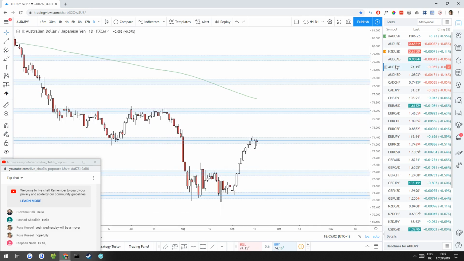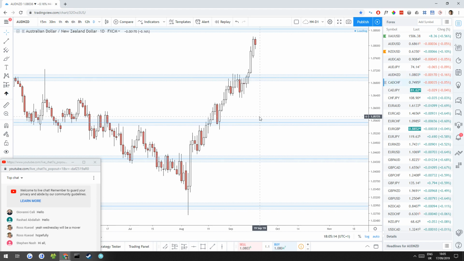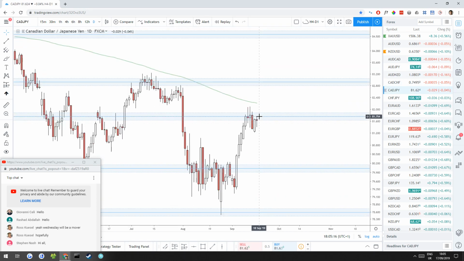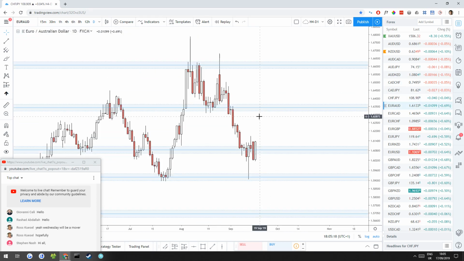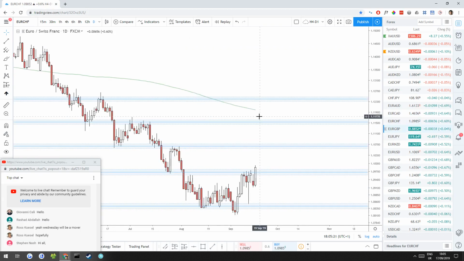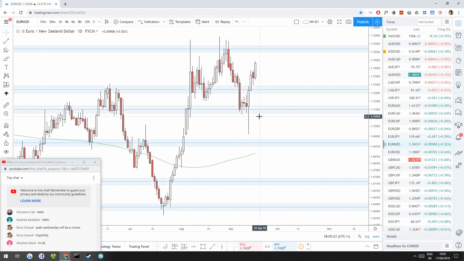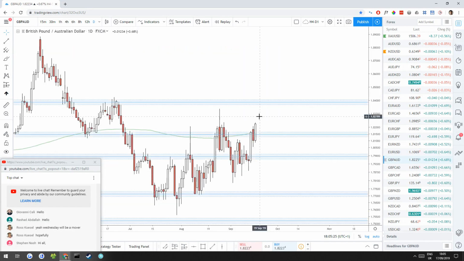Let's look for some other potential setups. We had a big gap over the weekend, which is going to make it a bit difficult for a lot of these setups, unfortunately. When you get a big gap, it's hard to spot or to find good setups.